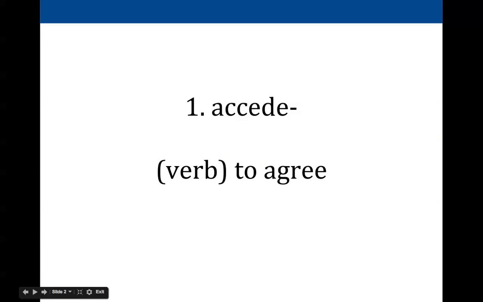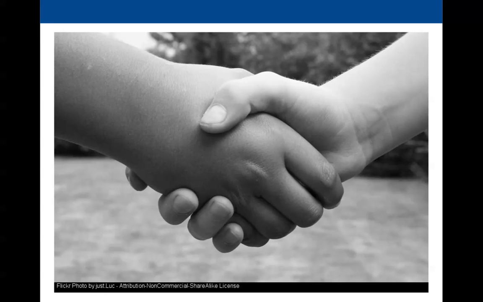The first word is accede, and when you're pronouncing this, you want to make sure it's pronounced correctly, as there is a common mispronunciation. It means to agree to something. It's a verb, and so it's to accede to the agreement of a contract, to the agreed upon terms of doing something. So basically, to accede is to agree. So I have a handshake, which is kind of like the universal symbol of making an agreement, making a pact. Clearly, these two people have acceded to some agreement.